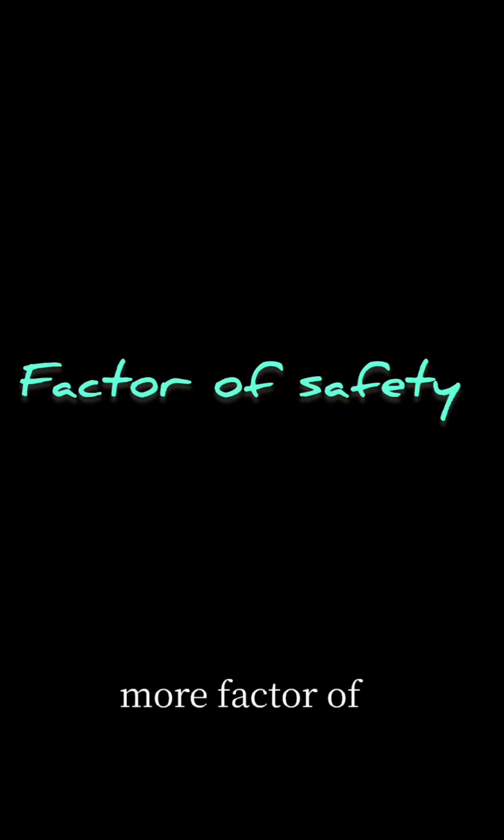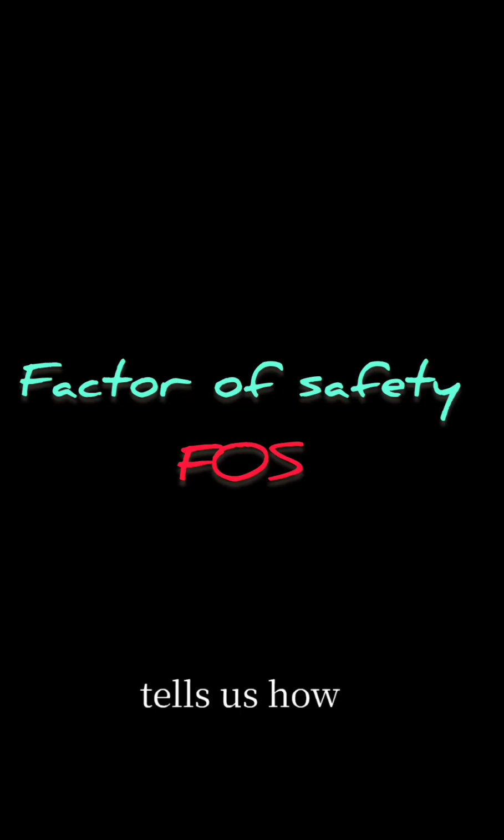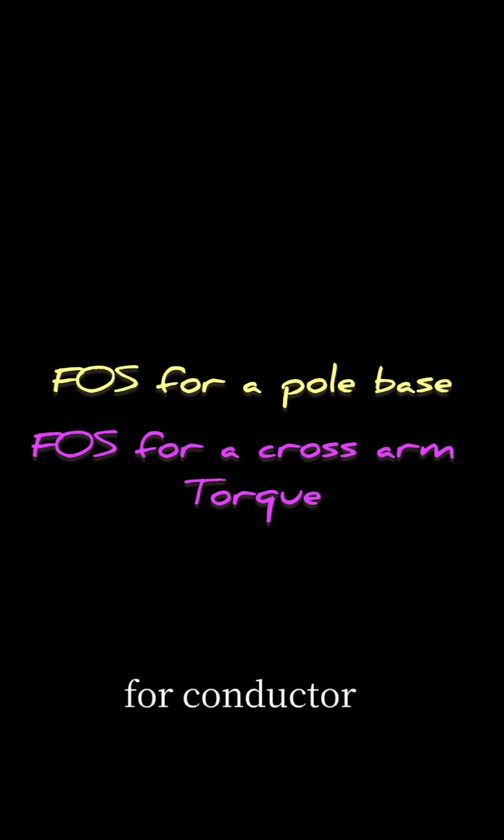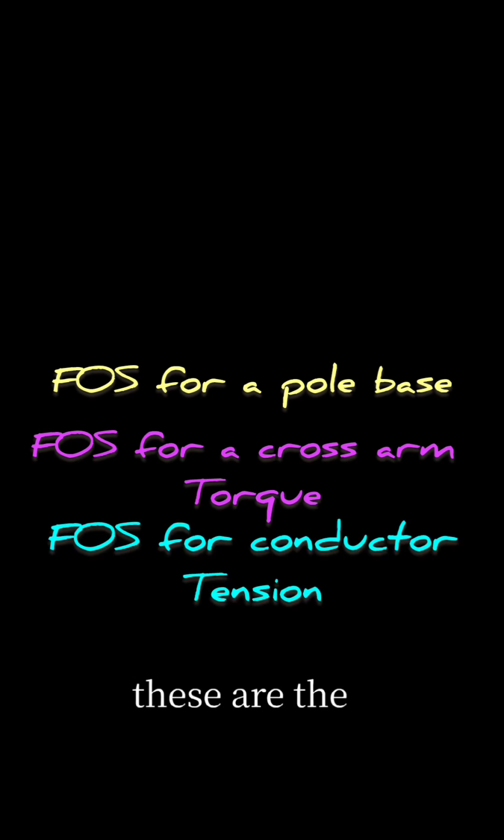I want to add one more factor: the factor of safety, FOS. It tells us how much stronger our system, in this case our pole or tilted pole, is. The formula: factor of safety = ultimate strength divided by actual applied load, as you know, where ultimate strength means the maximum the material or part can bear, and applied load is the load, force or moment currently applied to the tilt. So FOS for a pole base, FOS for cross arm torque, FOS for conductor tension. These are the values for that.